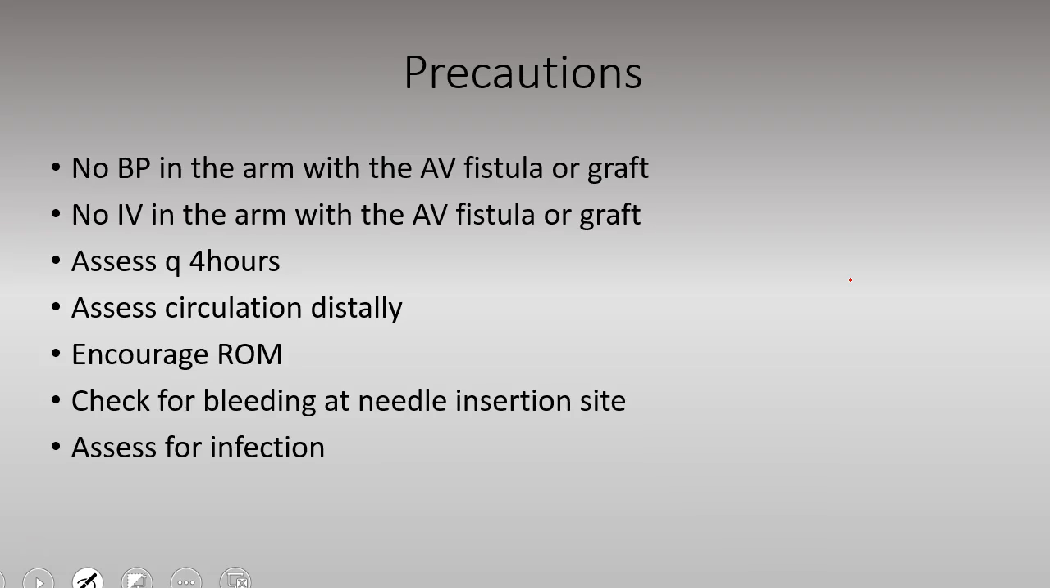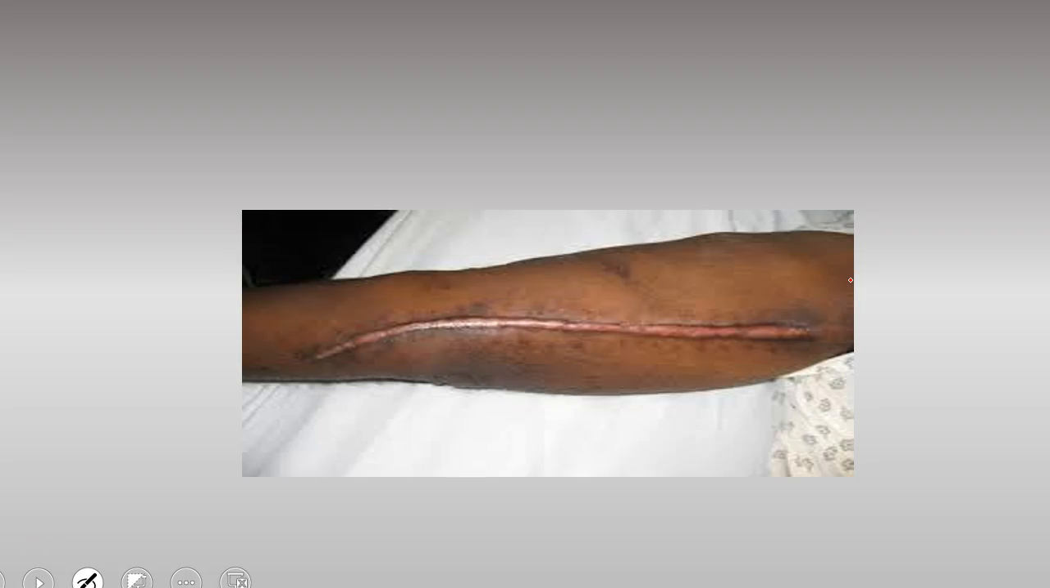You're going to check for bleeding at the needle insertion site, because they're getting heparin, so you want to make sure the bleeding has stopped after they take the needles out. You're going to assess for infection, because they're putting needles into those veins and arteries. They will clean them and make sure they're clean, dry, and intact. It's not sterile, but it's a procedure where you want to make sure it's very clean. When that's all done, you want to make sure there is no sign of infection.